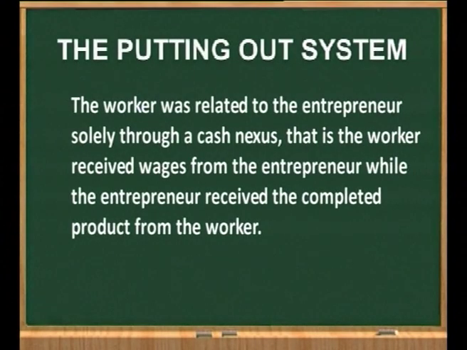In the putting out system, the formal relations of production departed sharply from those of the guild. The only classes in the putting out system were workers or entire families of workers on the one hand and merchant entrepreneurs on the other. The worker was related to the entrepreneur solely through a cash nexus, that is, the worker received wages from the entrepreneur while the entrepreneur received the completed product from the worker.